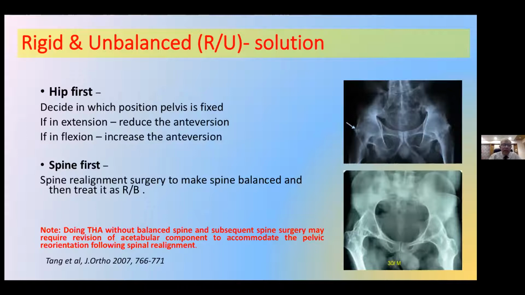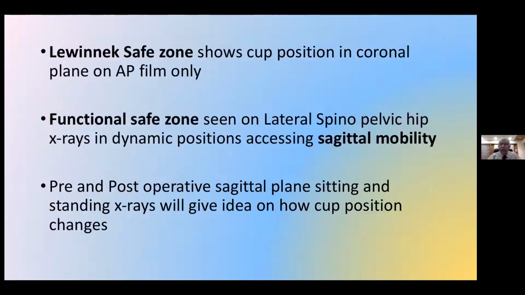Because as I said, there are papers which have suggested that without a balanced spine, if you do the THA and subsequently the spine surgery, it may require revision of the acetabular component to accommodate the pelvic reorientation following spine realignment. Like it's a fixed and rigid pelvis, you have to make sure whether it is fixed in extension or fixed in flexion, as shown in these figures. If it's fixed in extension, you have to reduce anteversion. If it's in flexion, you have to increase the anteversion if you are doing the hip first.